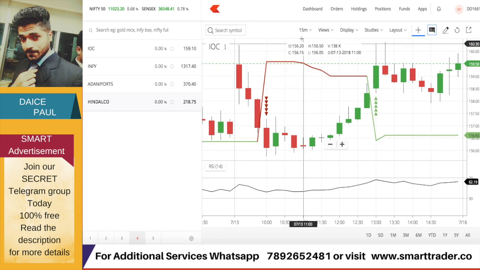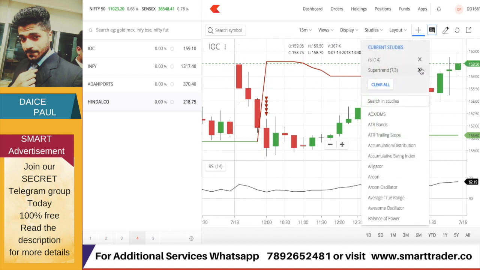In the chart over here I'm using a 15 minute chart. You need to use a 15 minute candlestick. It's a candlestick over here, so a 15 minute candlestick. No other studies are required right now.